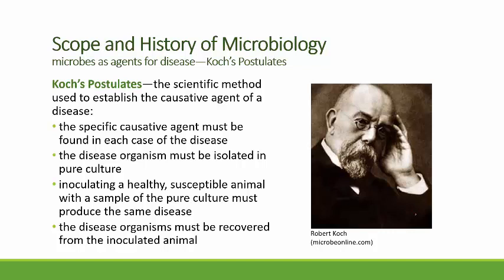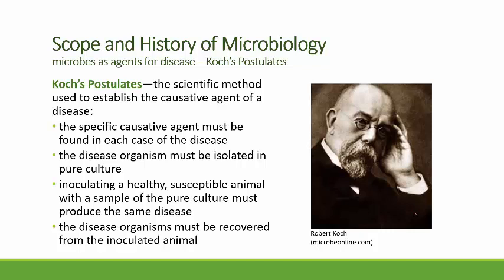Third, to establish that it's causative, we have to be able to inoculate a healthy but susceptible animal. So sometimes animals have encountered a disease before, have survived it, and now they have developed immunity to it. So you have to find an animal that is susceptible to the disease and inoculate it with the pure culture and demonstrate that that culture is now triggering the same disease that we're investigating.